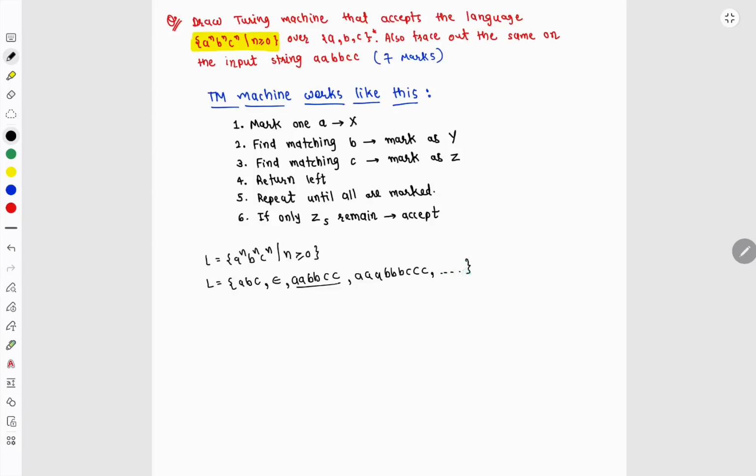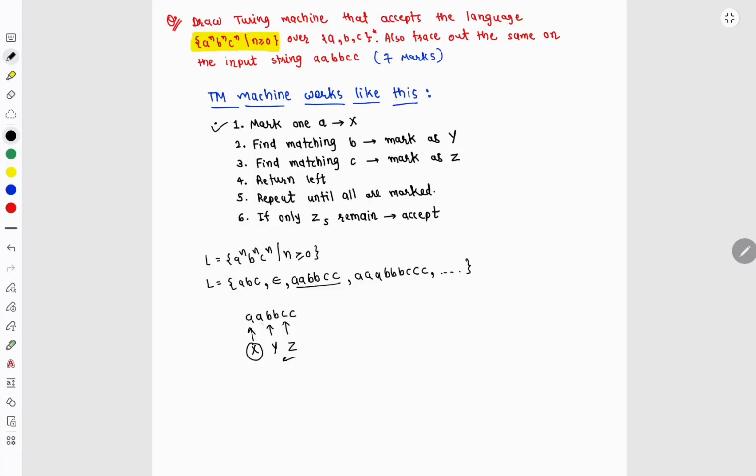Now let's understand how the Turing machine works. For this string aabbcc, we need to mark the first a as X. Like the first step, now we need to find the matching b from this given string. Here the matching b is this. Then mark that b as Y. Now find the matching c and mark it as Z. Now return to the left, until we get the first X or first a.